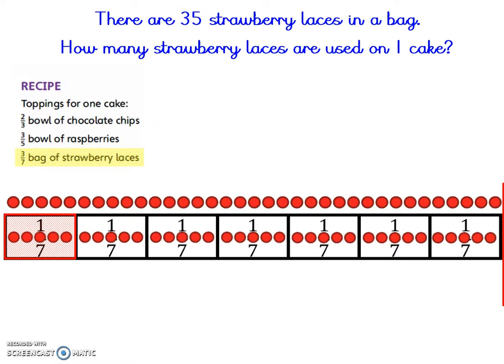Because I'm not asking for 1/7, I'm asking for 3/7. So what I've done now is I've highlighted 3 of those 7 parts. 1/7, 2/7, 3/7. That gives me 5 strawberry laces, 10 strawberry laces, 15 strawberry laces. So 3/7 of 35 strawberry laces is 15 strawberry laces.